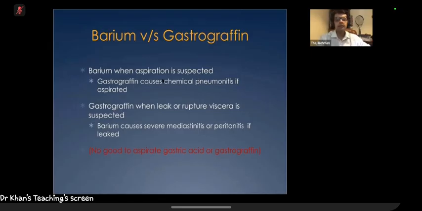So if you are suspecting aspiration from esophageal obstruction, use barium. Gastrographin is to be used when you are suspecting a leak of the esophagus, because if barium leaks into the mediastinum, it can cause severe mediastinitis or peritonitis.